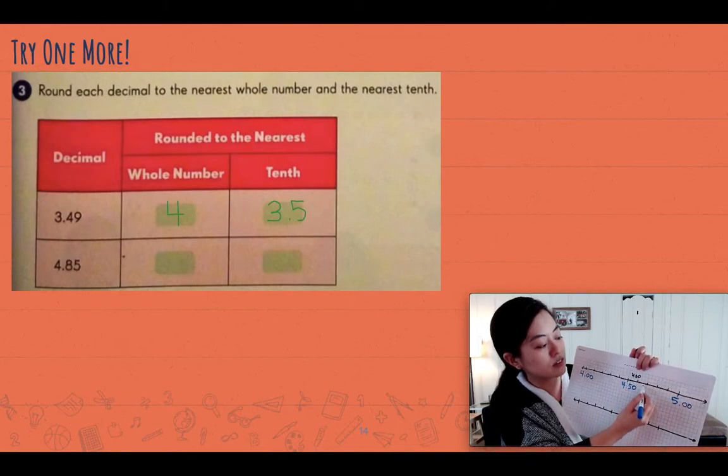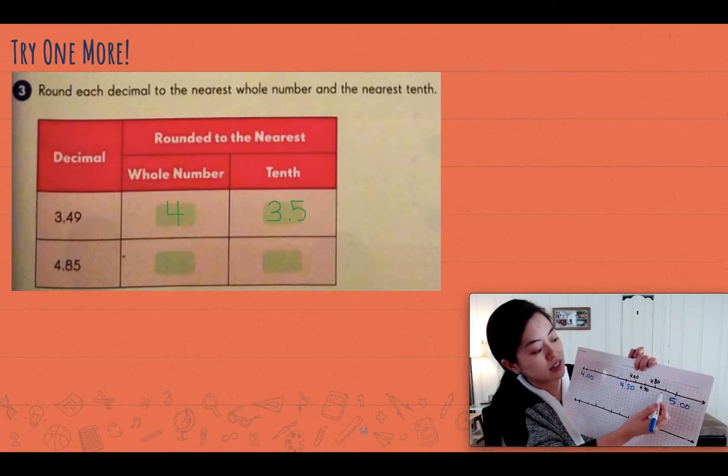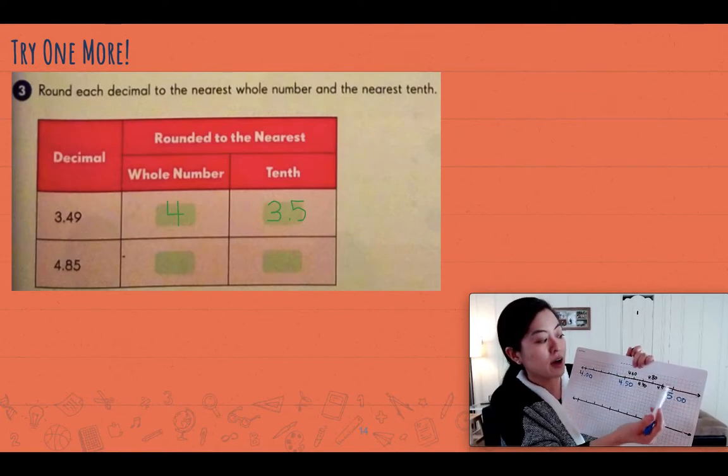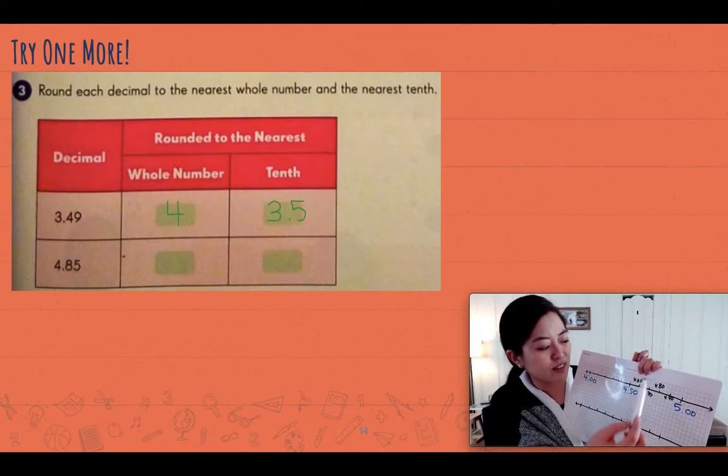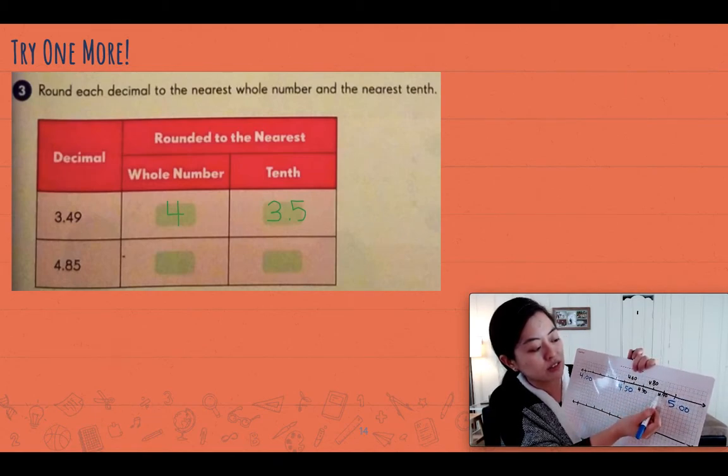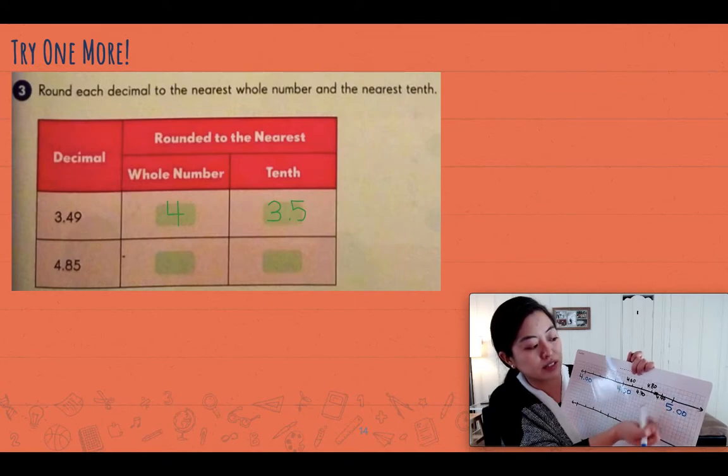I'll just write it in. This is 4 and 70 hundredths. This is 4 and 80 hundredths, and this is 4 and 90 hundredths, and this is 5 and 0 hundredths. But where do I put 4 and 85 hundredths? It's between 4 and 80 hundredths and 4 and 90 hundredths. When it says 85, it's exactly in the middle right here.